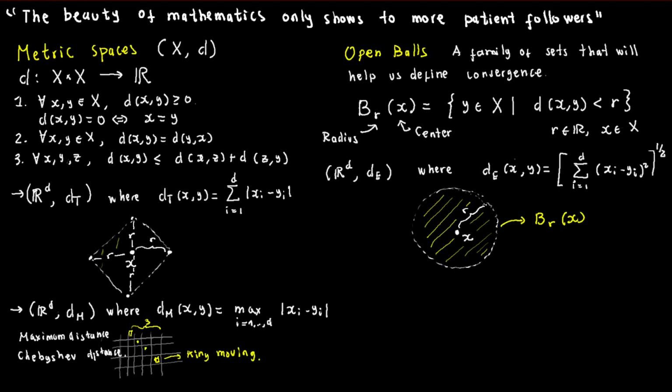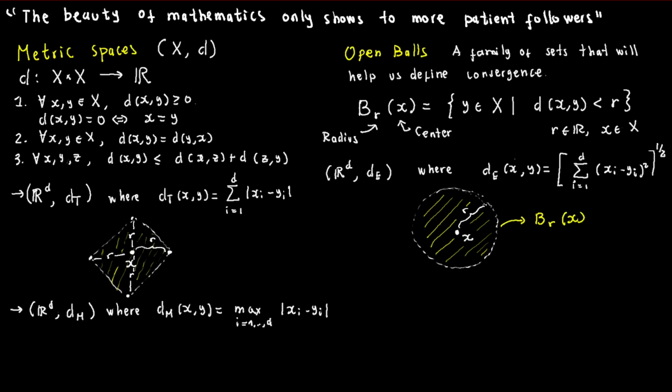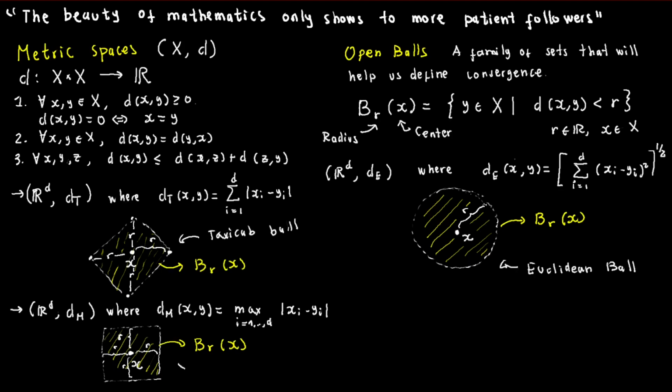It's like we are throwing a fancy party in Manhattan, and the guests can only enter if they are within a certain number of blocks. And if we use the maximum distance, our open ball becomes a square. This is like a king hosting a party on a chessboard and only inviting the guests who are within a certain number of moves.